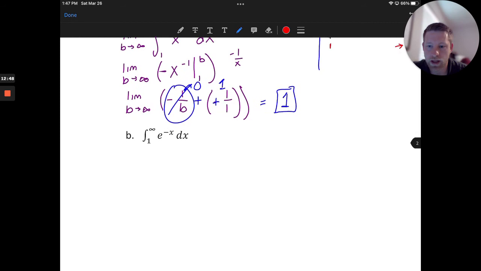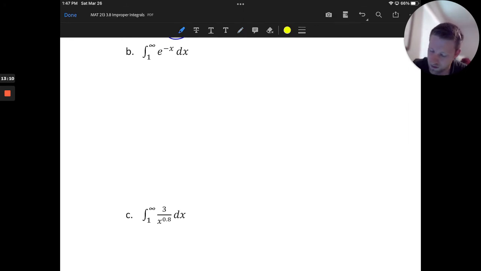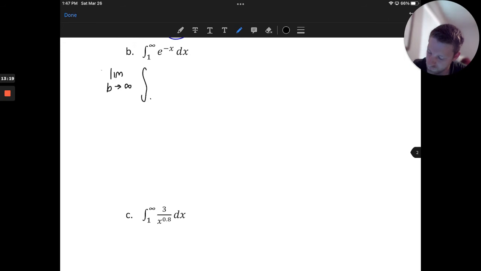So let's go ahead and take a look at part B. We have our first exponential problem, and we're going to take a look at the integral from 1 to infinity of the exponential e raised to the negative x. So again, we'll have a similar treatment to this upper bound infinity. We can say that this is equivalent to the limit as b goes to positive infinity of the integral from 1 to b of e raised to the negative x dx.